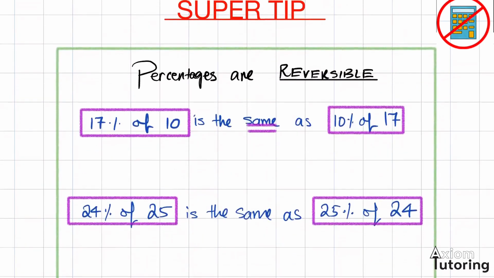Now, before we finish, I want to give you a super tip, which is a very interesting property of percentages, and that is that they are reversible. That means that 17% of 10 is actually the same as 10% of 17, and it's easier to work out 10% of 17 than 17% of 10. So if you don't want to work out 17% of 10, 10% of 17 is just 17 divided by 10, which is 1.7, and 17% of 10 is indeed 1.7.